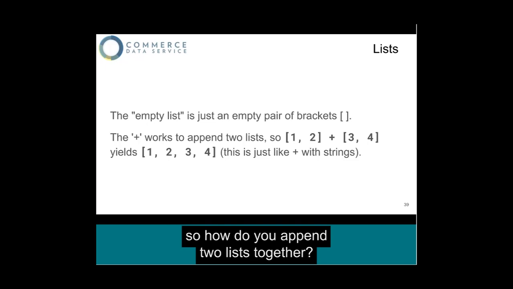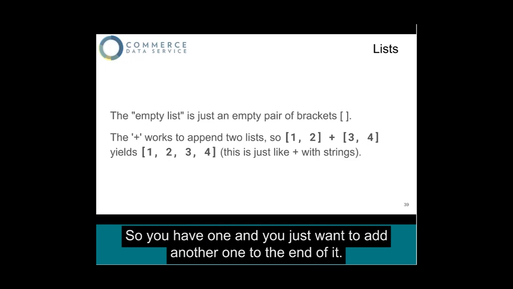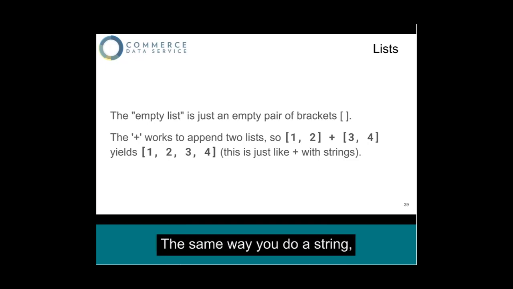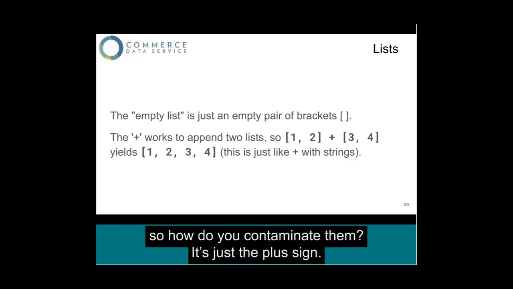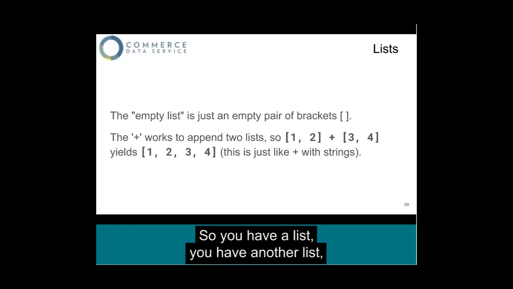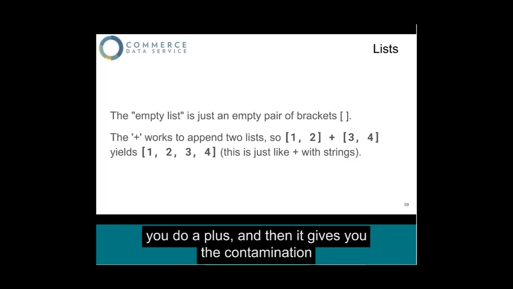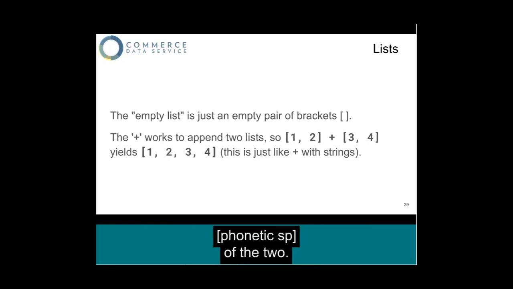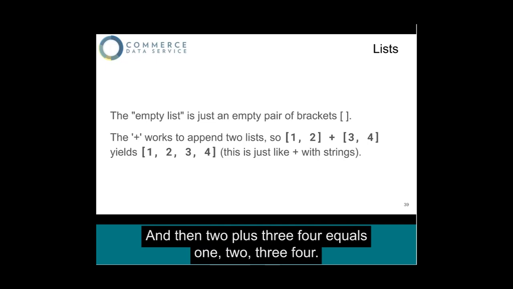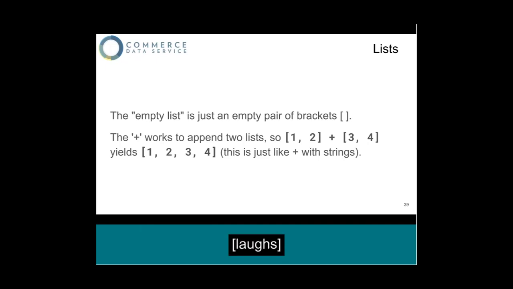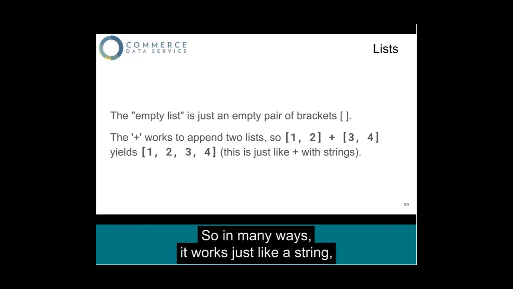So how do you append two lists together? You have one, and you just want to add the other one to the end of it, the same way you do with strings. So how do you concatenate them? It's just the plus sign. If you have a list, and you have another list, you just do plus, and then it gives you the concatenation of the two. So 1, 2, plus 3, 4 equals 1, 2, 3, 4. So in many ways, it works just like a string, if you think of a string as a list of characters.